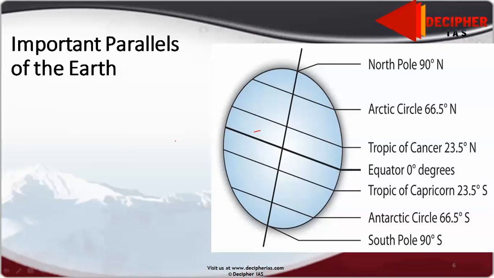Moving forward, some important parallels of the Earth. Some important parallels: at the pole, the 90-degree parallel. At 66.5 degrees north, it's the Arctic Circle. This is the Tropic of Cancer, at 23.5 degrees north. The Equator is at 0 degrees. Similarly, the Tropic of Capricorn at 23.5 degrees south, the Antarctic Circle at 66.5 degrees south, and the South Pole at 90 degrees south.